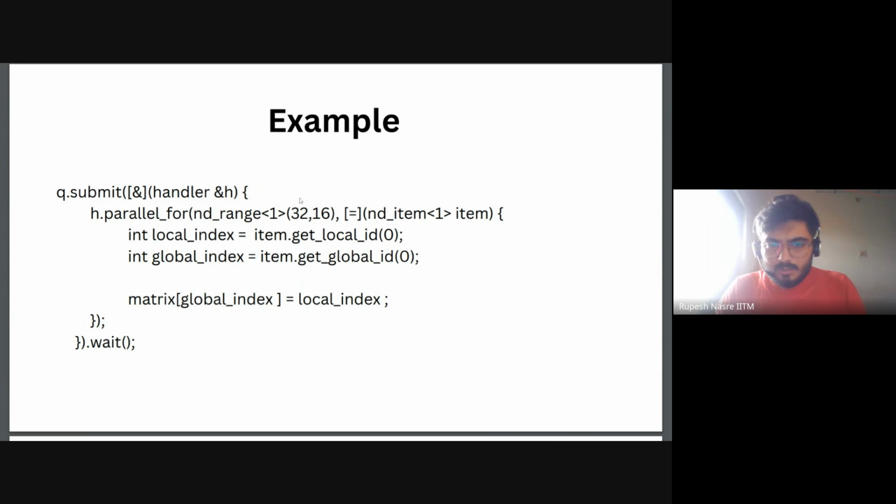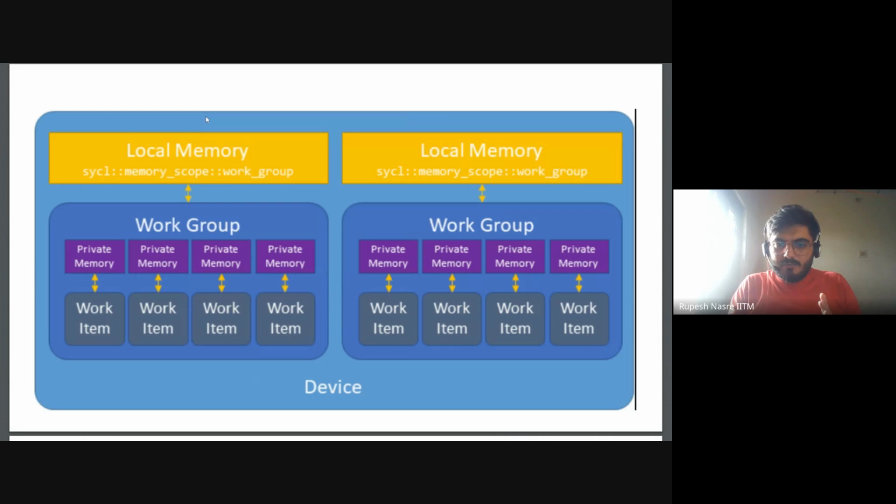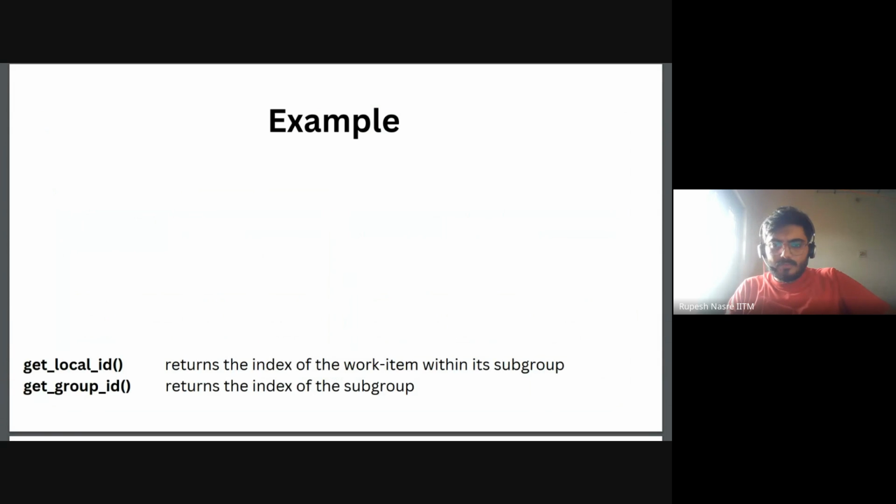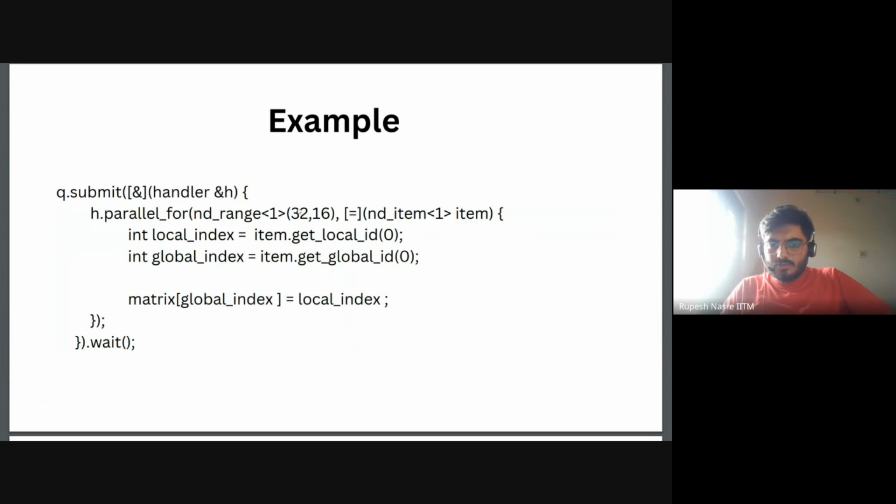Global range 32 means we need 32 apples, and 16 local means in each box I need 16 apples. So this is the global range and this is the local range. Suppose in the global we need 8 work items, and in the local there are 4. So the local range is 4 and the global range is 8, right?